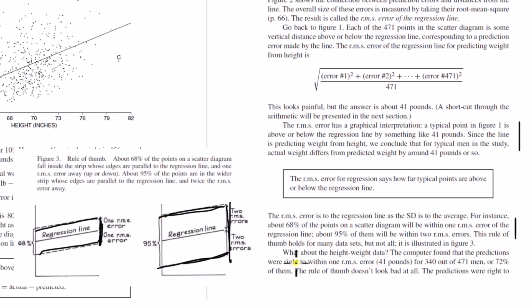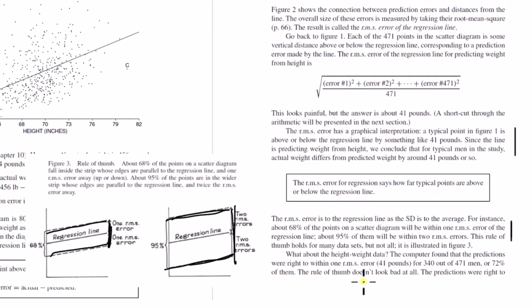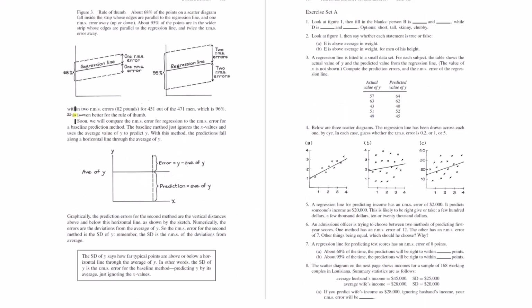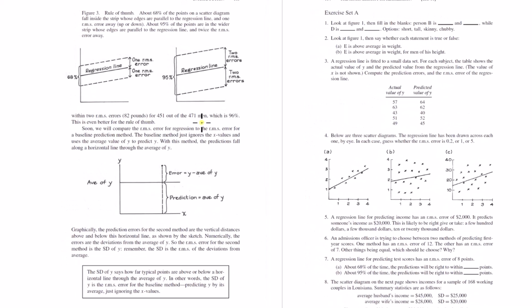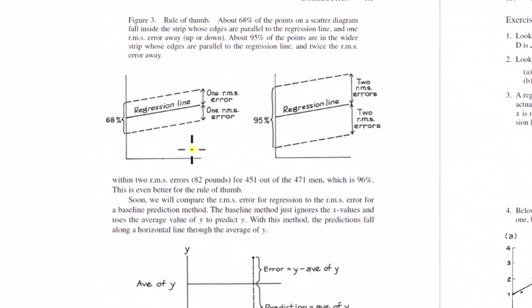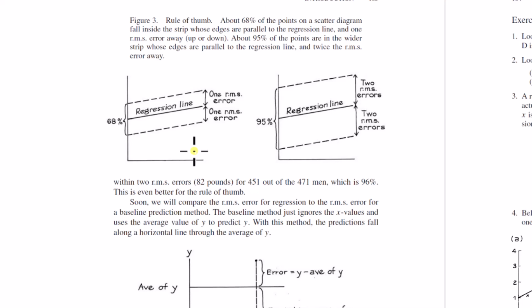Okay. What about the height weight data? So the Haynes study, how does that match up with this here? The computer found that the predictions were right to within one RMS error for about 72% of the data points. So that's close to 68. And the predictions are right to within 2 RMS errors for 96%. So yeah, pretty good. With football-shaped clouds, this is what you'll see.